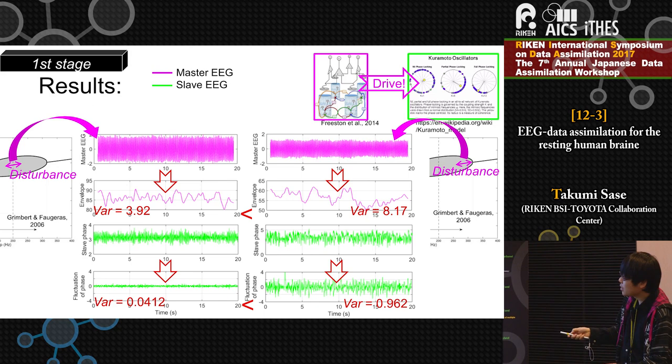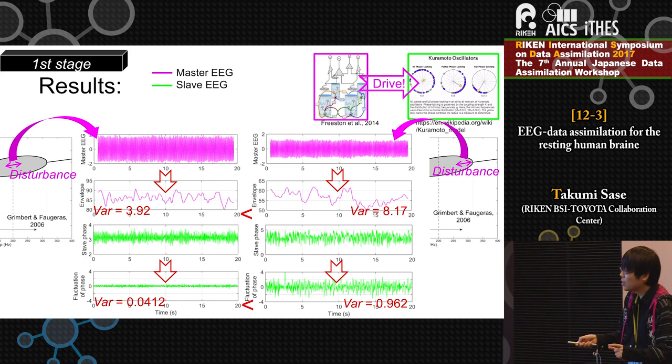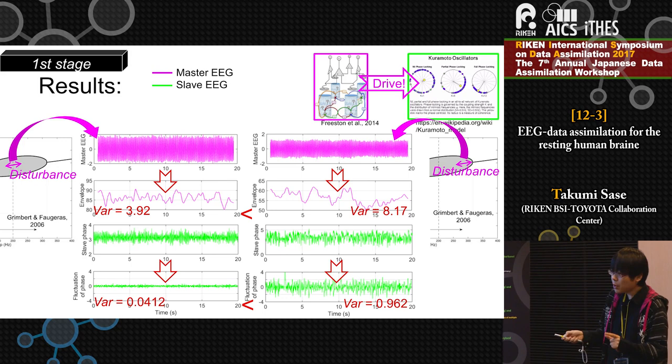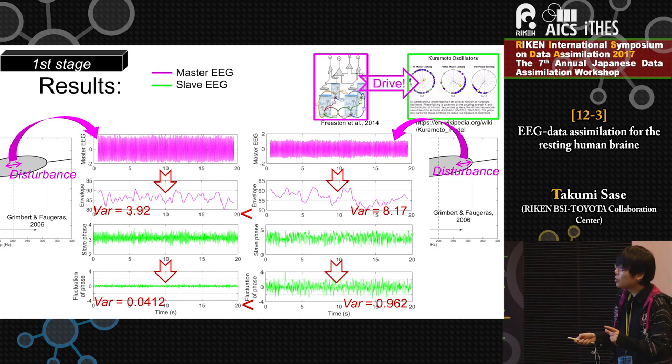Similarly, the underlying Kuramoto phase yields a similar result. This lower panel is the fluctuation of the phase of the slave system. The phase also fluctuates near the bifurcation point rather than far from the bifurcation point. So this result suggests that the bifurcation property of the neural mass model is also reflected in the slave Kuramoto model. In addition, I would argue that although the neural mass model is realistic, it is only at the macroscopic population level, whereas the Kuramoto model considers more microscopic, mesoscopic oscillators.